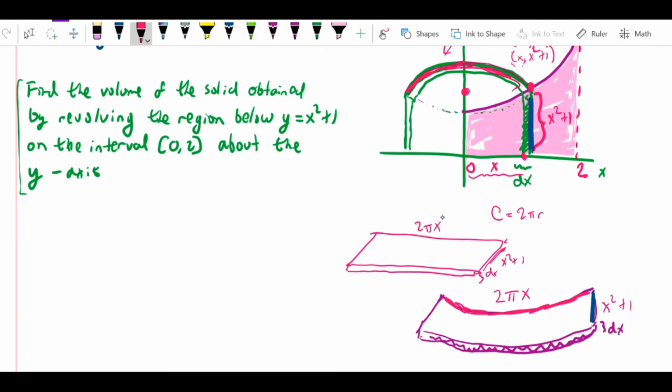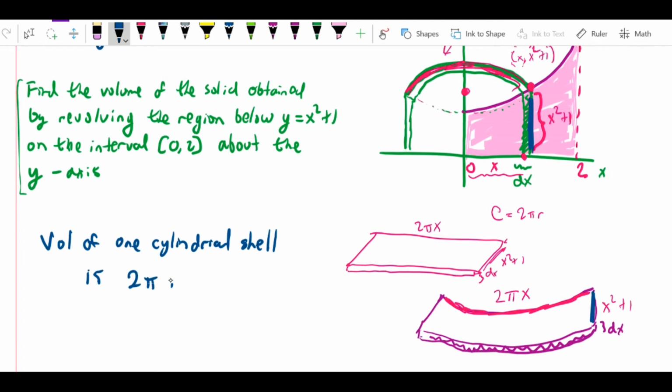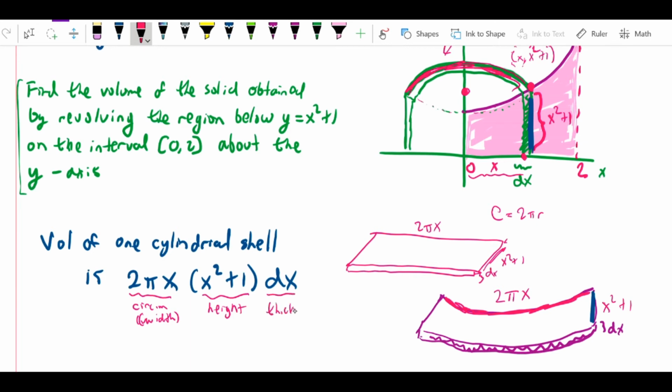So it's fairly easy to see that the volume of one cylindrical shell is just length times width times height. So that's going to be 2 pi x times x squared plus 1 times dx. Where if I had to label these, I would say that this is the circumference, or width, when I roll it out. This is the height, and this is the thickness. You can label them anything you want.